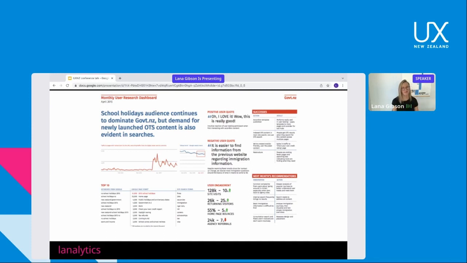So you can see here, this dashboard really gives a lot more context. We've got a headline explaining what's happened that month. We've got user research quotes to really bring the content and services to life.